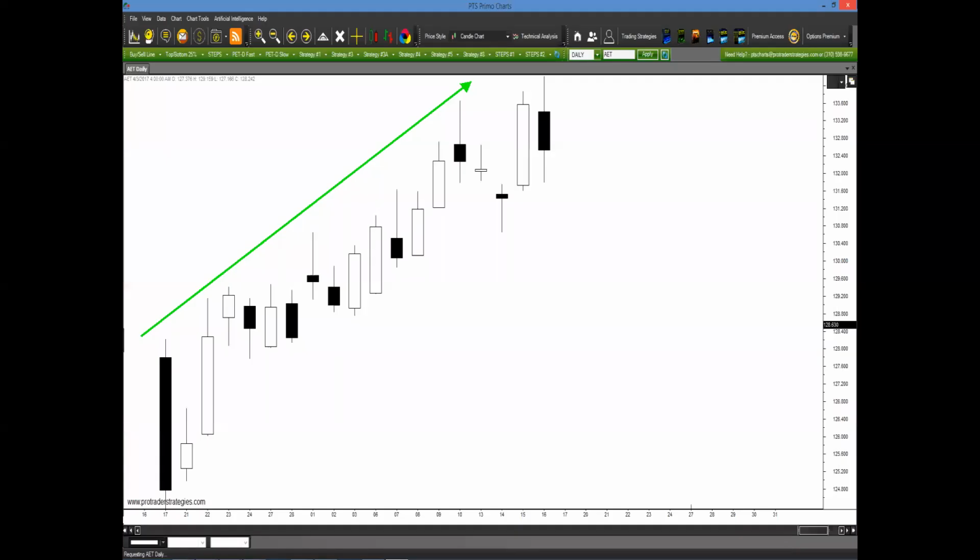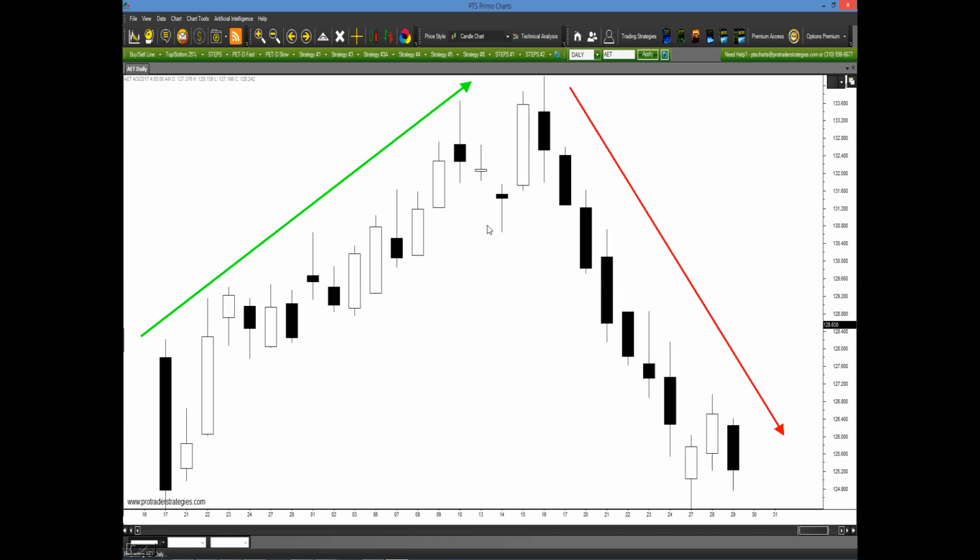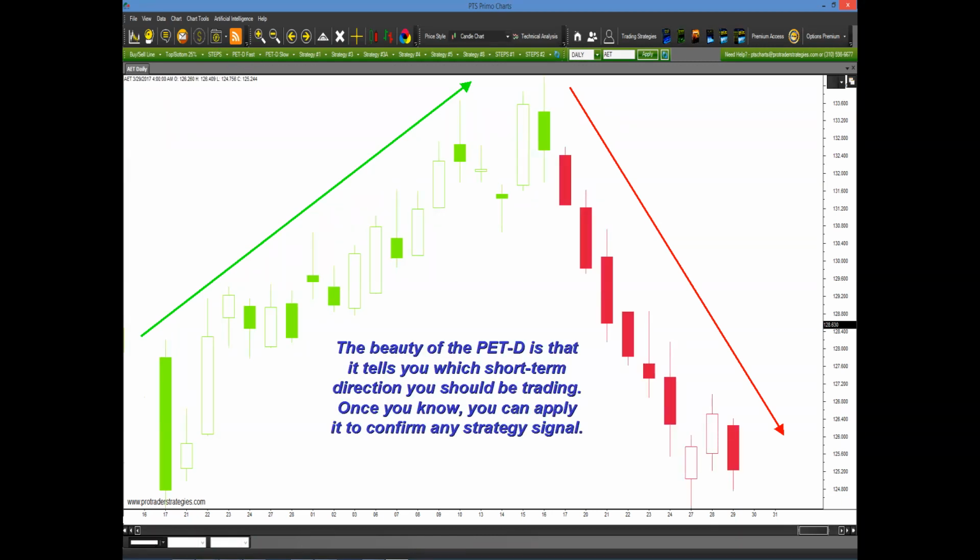For example, as we look at this older chart of Aetna right here, we see it was going straight up. And most traders, myself included, would say, well, by this time, it's time to buy here because I'm pretty convinced this is going up. And the minute you get in, look what happens. Goes to the downside. This is why a lot of traders fail, because you're out of sync with the short-term trend. But on our platform, it's as simple as just clicking on the PET D tab and the colors automatically change. When you see a series of green bars, the trend is up. When you see a series of red bars, the trend is down. So it tells you which direction you should be trading. And once you know that direction, you can apply virtually any strategy and you will increase your odds for consistency.